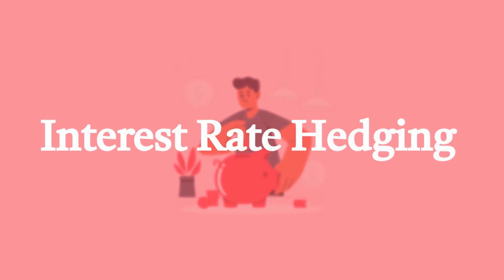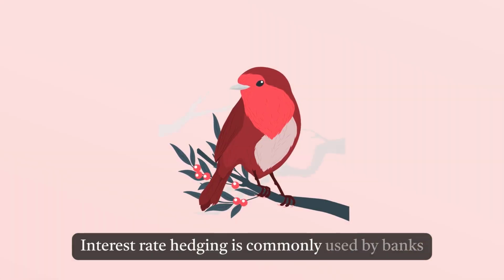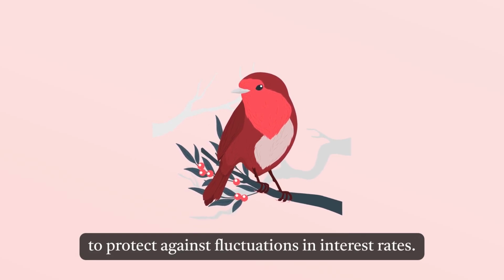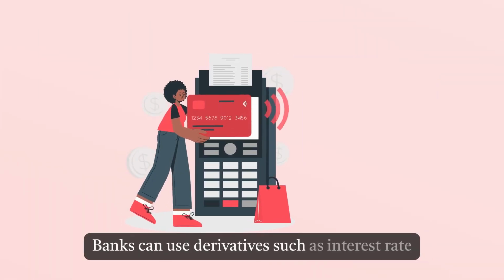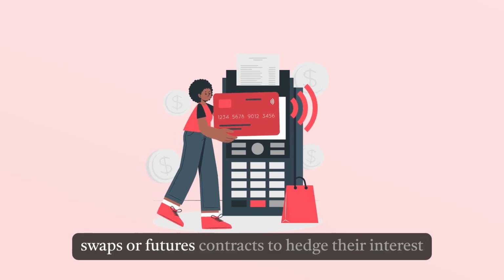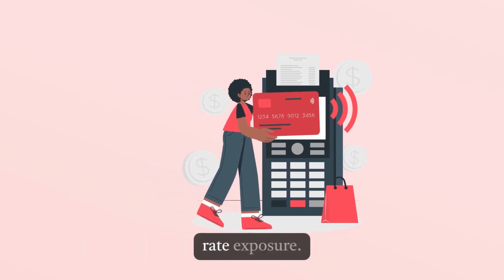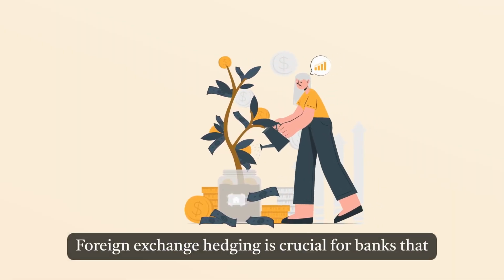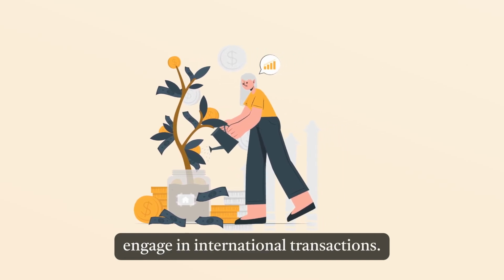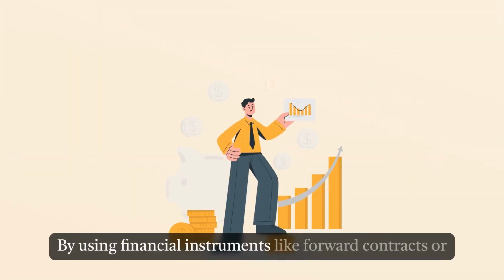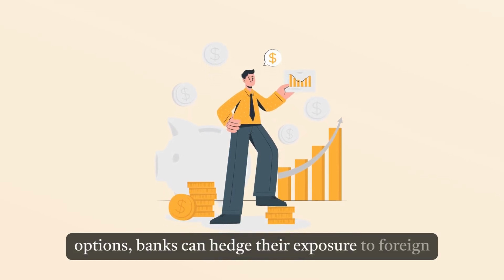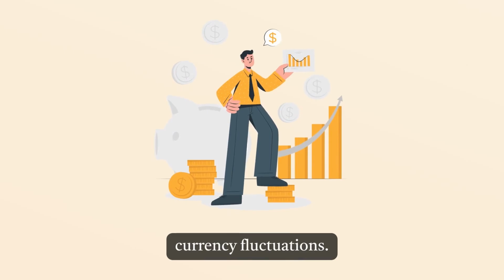Interest rate hedging. Interest rate hedging is commonly used by banks to protect against fluctuations in interest rates. Banks can use derivatives, such as interest rate swaps or futures contracts, to hedge their interest rate exposure. Foreign exchange hedging. Foreign exchange hedging is crucial for banks that engage in international transactions. By using financial instruments like forward contracts or options, banks can hedge their exposure to foreign currency fluctuations.